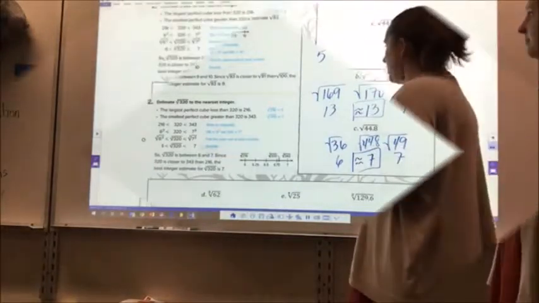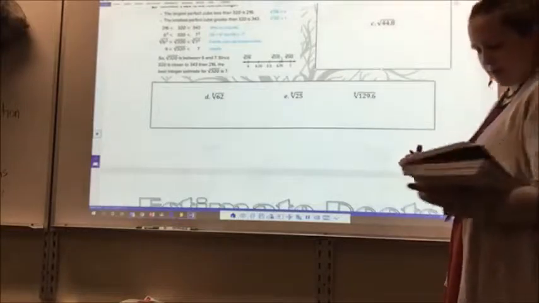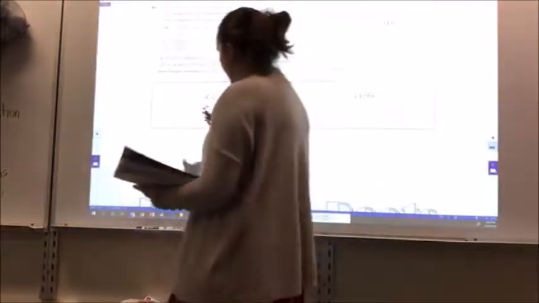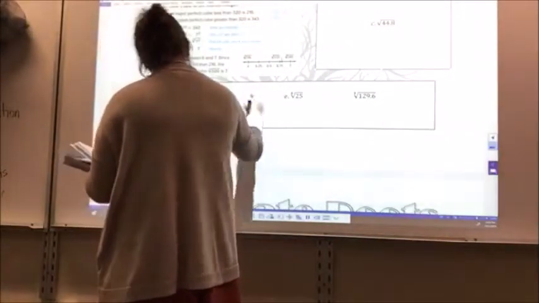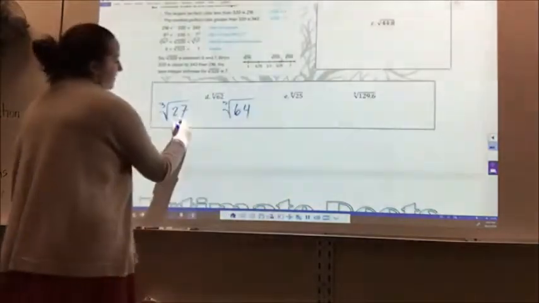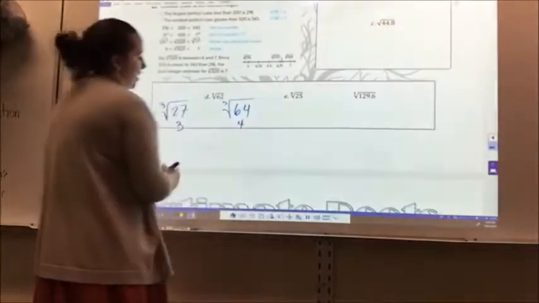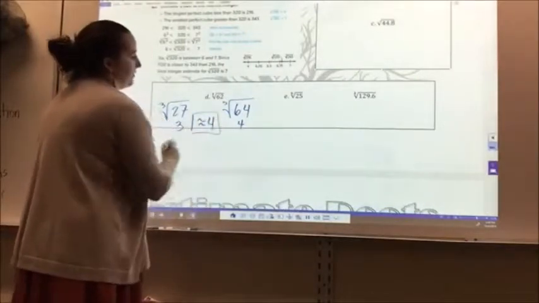That's what that means. All right, for letter D, I have the cube root of 62. So the cube roots I'm going to look at are the cube root of 27 and the cube root of 64. Cube root of 27 is 3. Cube root of 64 is 4. So for D, it's going to be approximately 4.